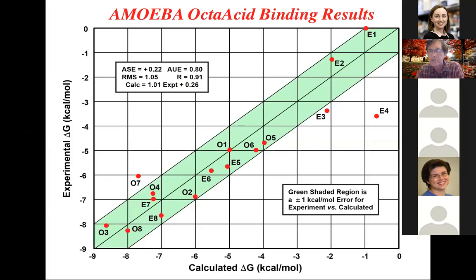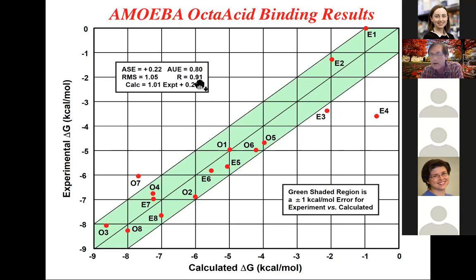Okay, so here are the results we get, and this is now a blind prediction. This was entered in sample 7. This was our blind prediction result. And so again, you can see that there are two series here. The one with the carboxylates vertical, that's the E series, and the numbers 1 through 8 are the number of the guest. The O series are the ones where the carboxylic acid is sticking further away from the opening to the host. And so the average unsigned error is 0.8 kcals.